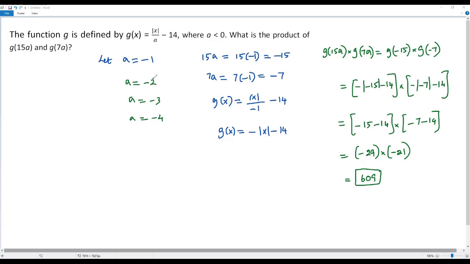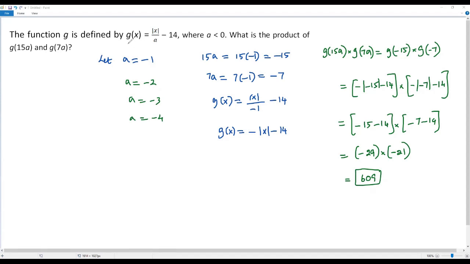What if I consider a equals negative 2 instead of negative 1? Will I be getting the same value 609 as the product for g of 15a and g of 7a? Yes, it will be. Even if I consider negative 3 as a value for a, I'll be getting the same value 609 as a product for g of 15a and g of 7a. How can I be so certain?